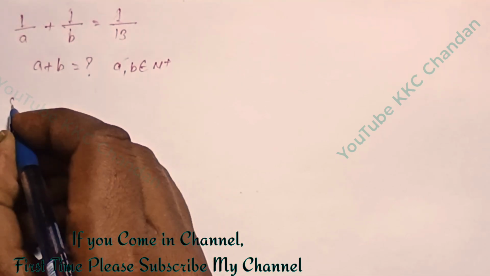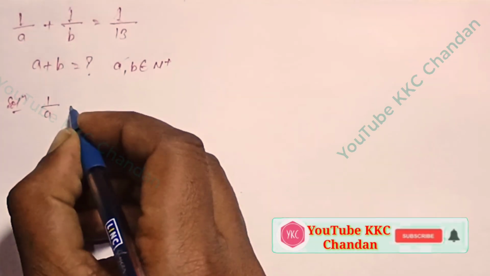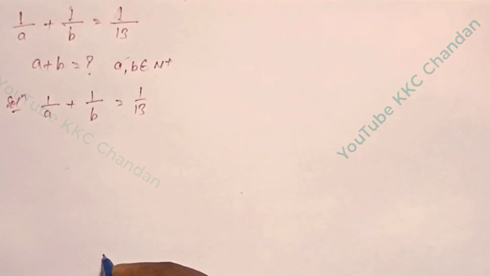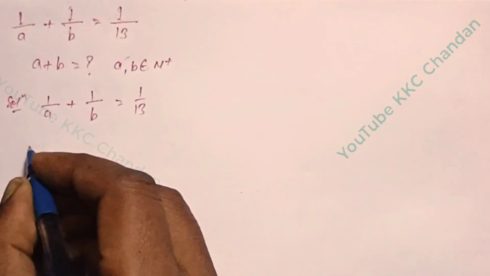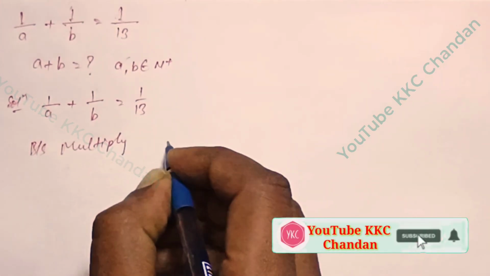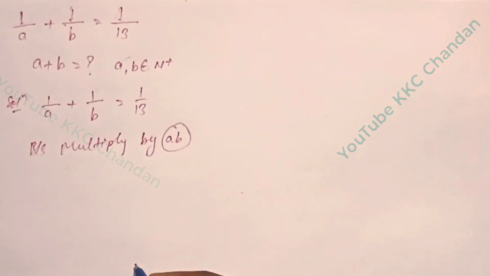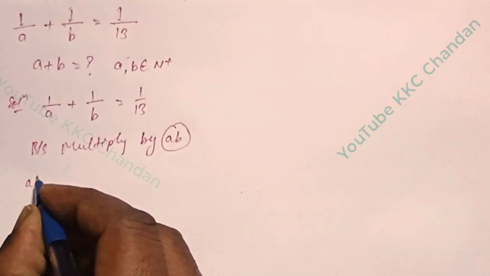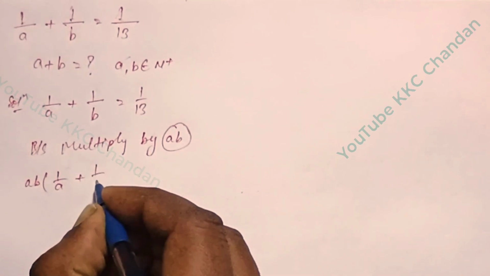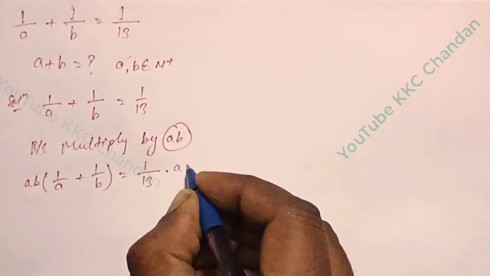Let's start the solution. First of all, according to the question, 1 divided by a plus 1 divided by b is equal to 1 divided by 13. After the next step, both sides multiply by ab. Next step, ab into bracket open 1 divided by a plus 1 divided by b bracket close is equal to 1 divided by 13 into ab.